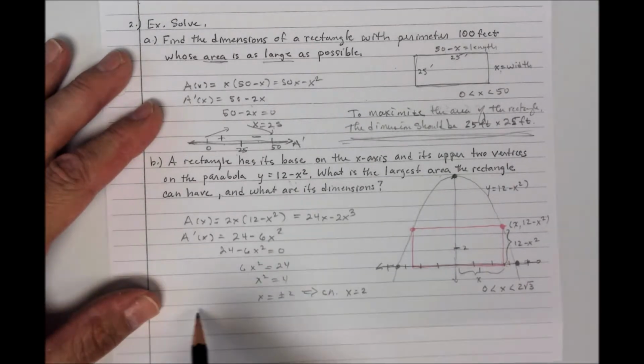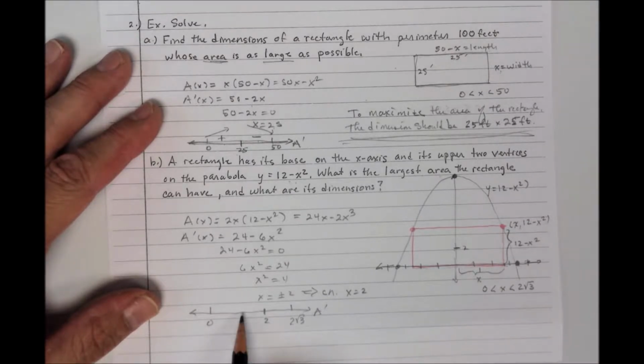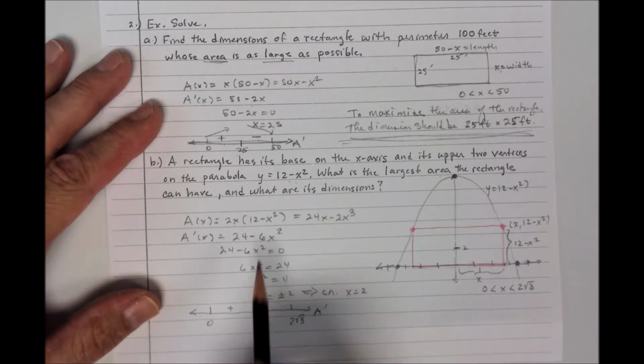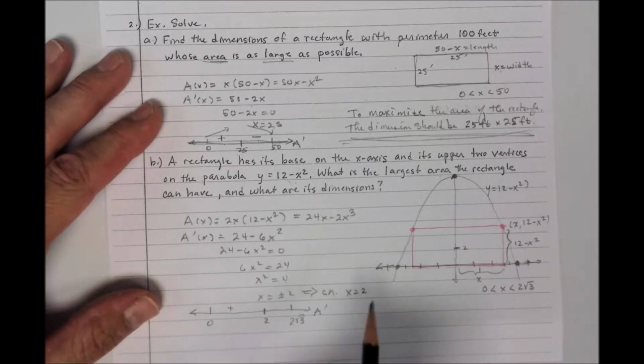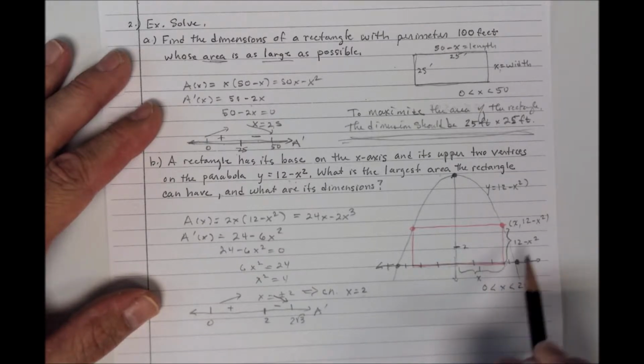So I'll draw out my number line and use the first derivative test to see if it's indeed going to give me a max or a min. Here's 0. Here's 2 square roots of 3. 2 would be about here, approximately. Take a number from here like 1, plug 1 in, it's positive. Take a number from here like 3, plug 3 in, it's negative. So it's increasing, then it's decreasing. Yep, that's going to give me a max. My max is when x is equal to 2. So if x is equal to 2, that means my height is going to be 12 minus 2 squared, which is going to be 8.